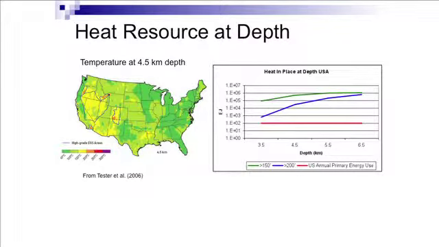And this is just to illustrate the potential scale. So this is a map of the temperature of the U.S. at 4.5 kilometers of depth, and everything that's yellow, red, or orange, it's hot enough at that depth to produce geothermal electricity. So what you can see is that that's a pretty significant percentage of the surface of the United States, and that the heat in place at that depth is huge compared to the amount of primary energy that we use in the country.